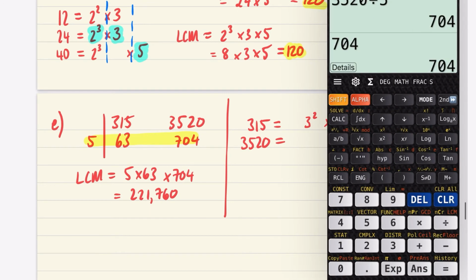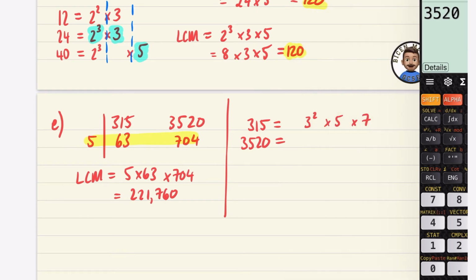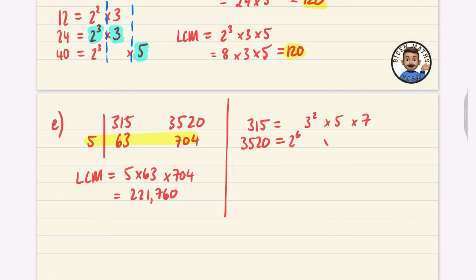And then we'll do 3,520. I'll press equals, shift, fact. That's 2 to the power of 6 times 5 times 11. Notice how I've put them in their own kind of sections. So the 11 has its own column, as does the 2.